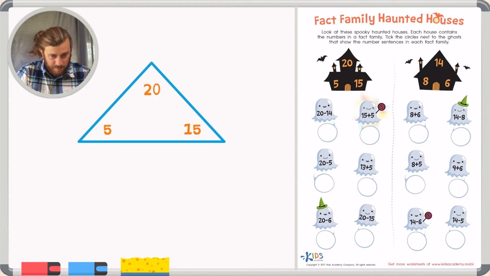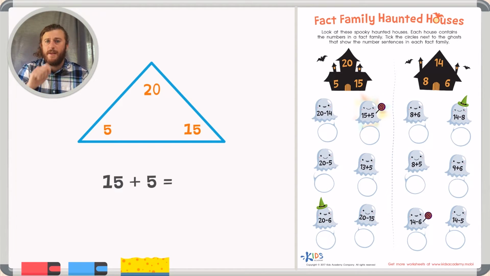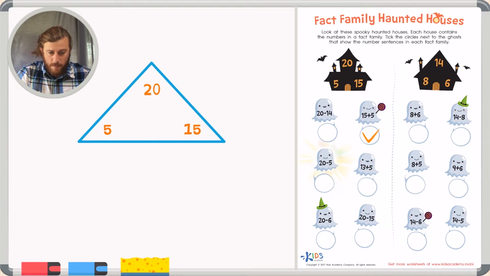15 plus 5. Okay, I see these two numbers on the bottom, so let's go ahead and add 15 plus 5 and see if we get our other number inside the fact family, which is 20. 15, 16, 17, 18, 19, and 20. 15 plus 5 does equal 20, so this equation, in fact, does belong inside of our fact family.